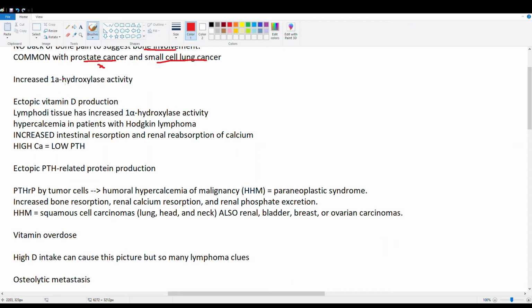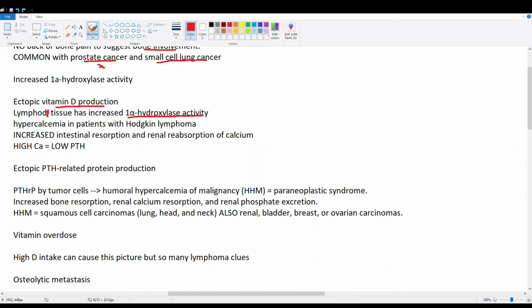So you remember that 1-alpha hydroxylase is used in the production of vitamin D, right? It's in the kidney and it makes vitamin D. So this causes ectopic vitamin D production. Vitamin D3 is the active form. Lymphoid tissue, as is overproduced in Hodgkin lymphoma, has 1-alpha hydroxylase activity, and this increases our mature vitamin D production.